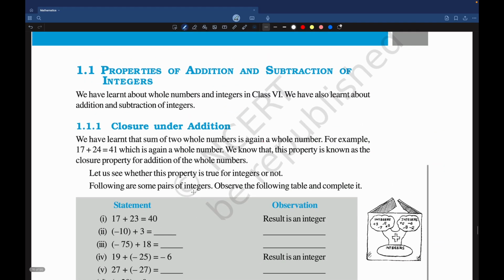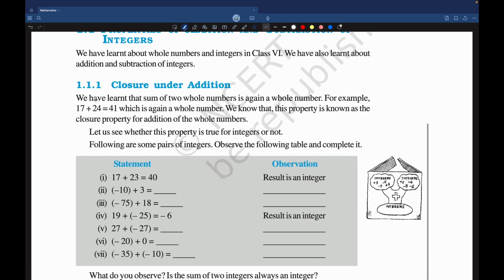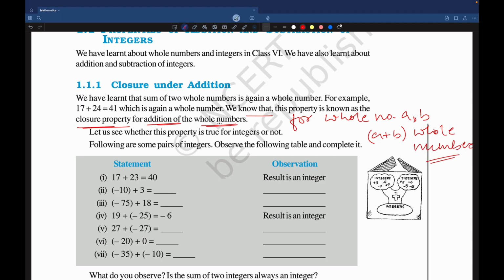So now let us see the theory part. Theory 1.1.1, closure under addition. We know the closure property of addition of whole numbers. That means for two whole numbers a, b, a plus b is also a whole number. That is the closure property of whole numbers.